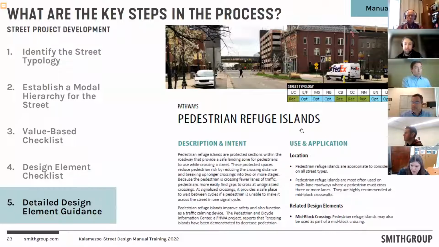A section that talks about the use and application. So what are the relevant locations? Are there specific notes related back to the street typology that need to be emphasized about where that design element makes sense to be used or not?